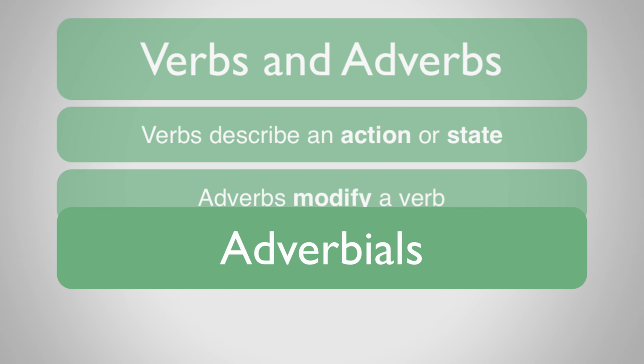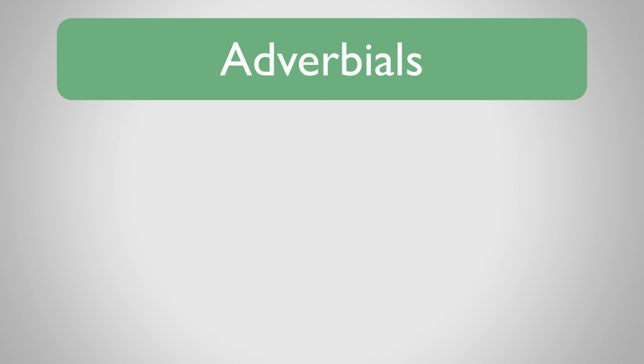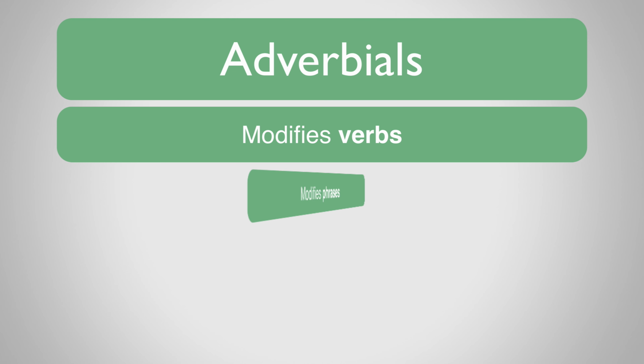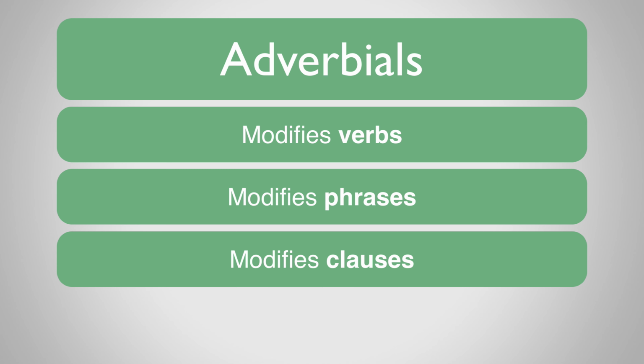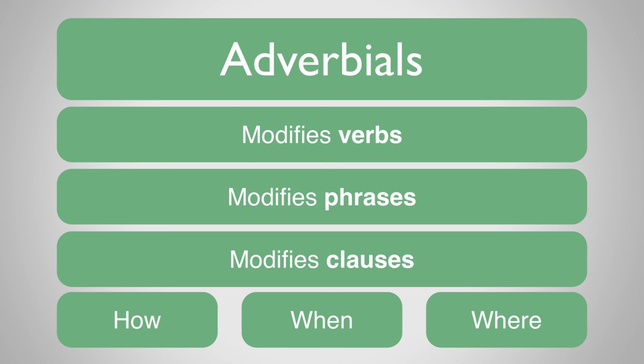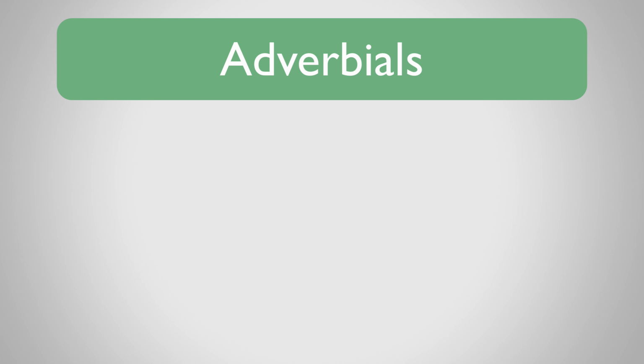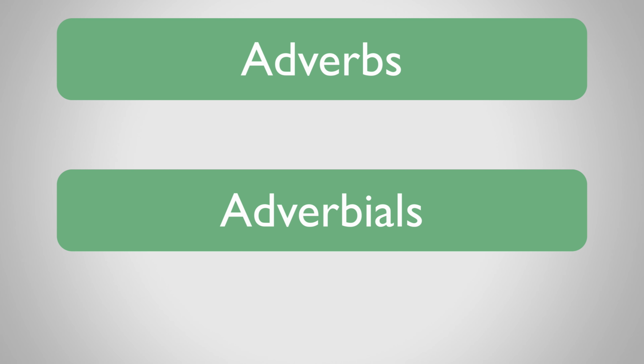An adverbial is a word or phrase that is used to adjust or modify the meaning of a verb, phrase, or clause. Adverbials give additional information about how, when, or where an action takes place within the rest of the sentence. This may sound very similar to an adverb, so what's the difference?